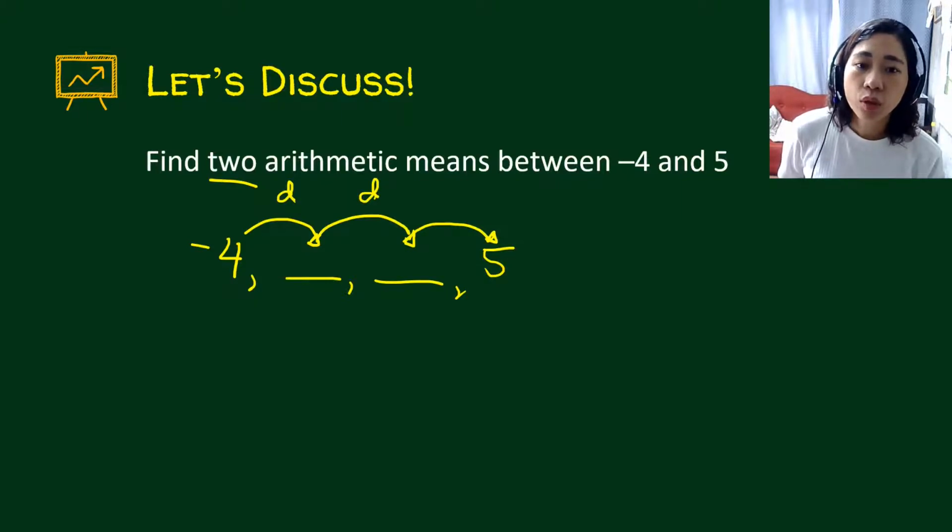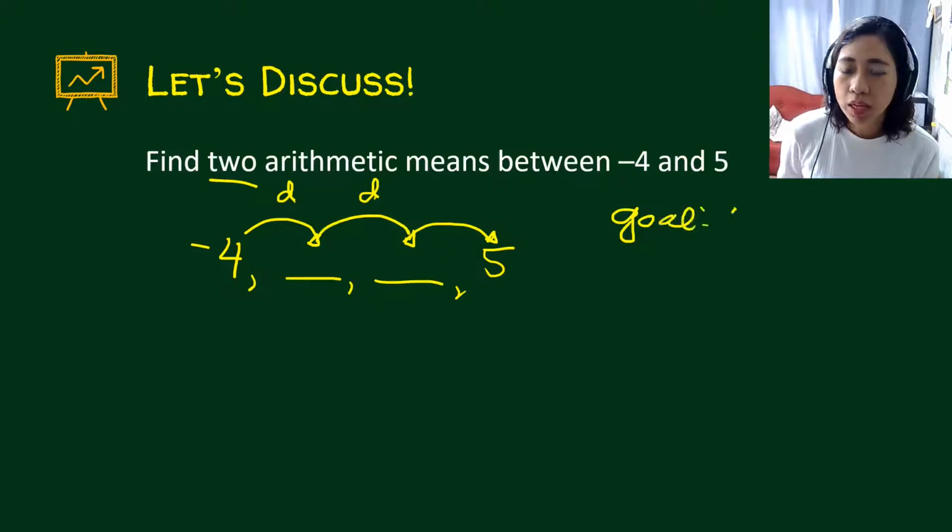Okay? Para makuha natin tong mga hinahanap natin. Okay? So, I will be using two methods. Yung isa, using the formulas that we have. Yung isa naman, parang sort of shortcut. I will be using the formulas muna. Okay? So, remember, our goal is to find D.